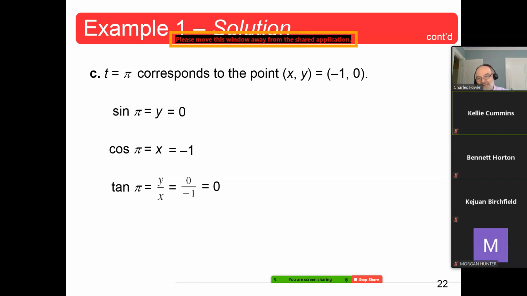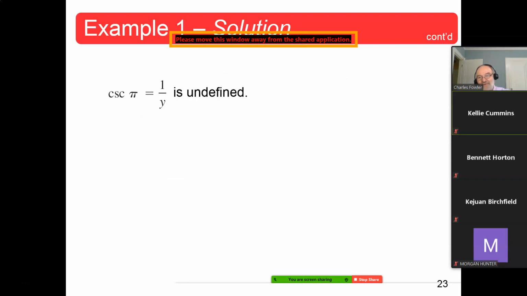Your cosecant, you run into problems because it's 1 over 0. Can't do that, undefined. You do not have a cosecant at pi. Just won't happen. Later, we're going to be graphing these things. You'll have a vertical asymptote there.